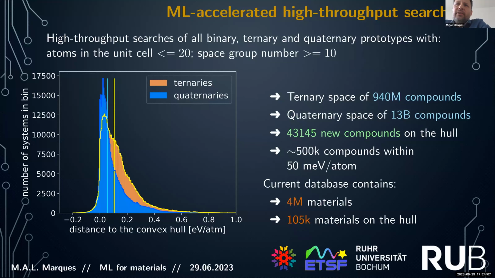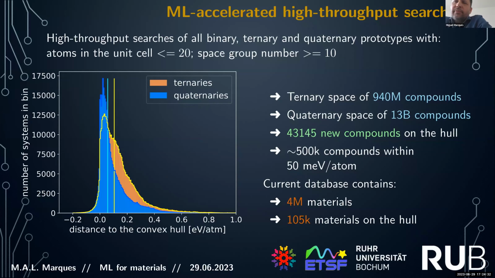So we just looked at unit cells with a maximum of 20 atoms. These are already relatively large unit cells. And we kept some symmetry. We just chose unit cells that had a space group number larger than or equal to 10 in order to make the calculations a little bit more efficient, because the monoclinic space groups don't have many symmetries, which makes things a little bit slower.